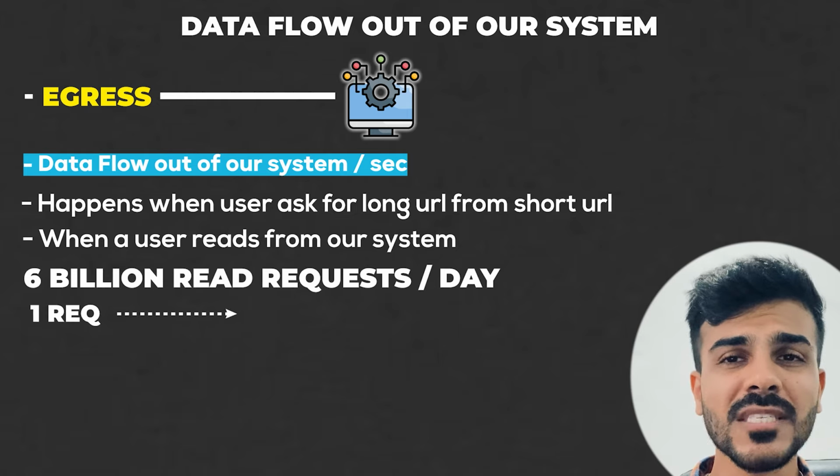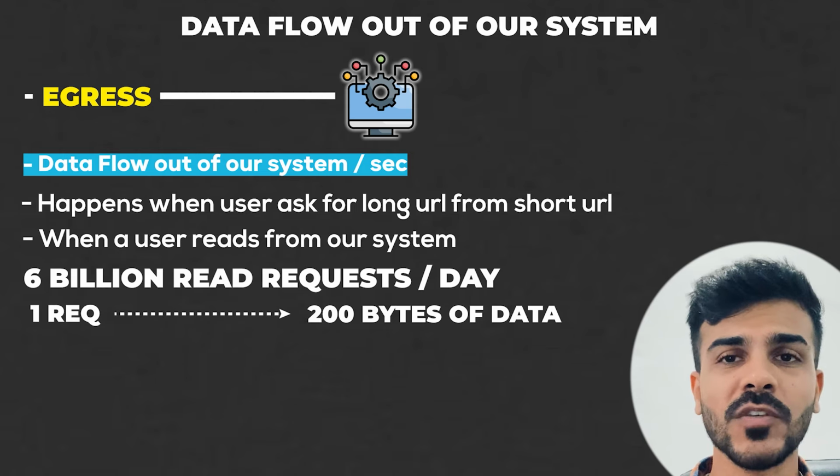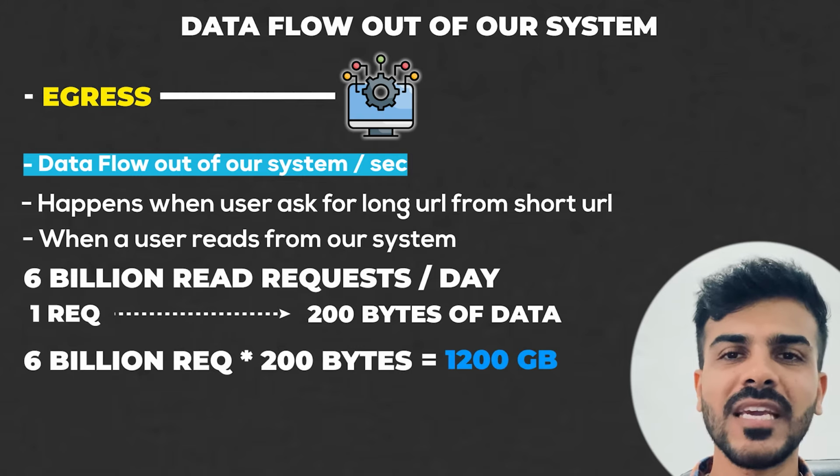Now each request returns about 200 bytes of data. We saw that 200 bytes is the average size of an entry in the database. So to calculate the outgoing data, we multiply 6 billion requests by 200 bytes. This amounts to 1200 gigabytes per day.